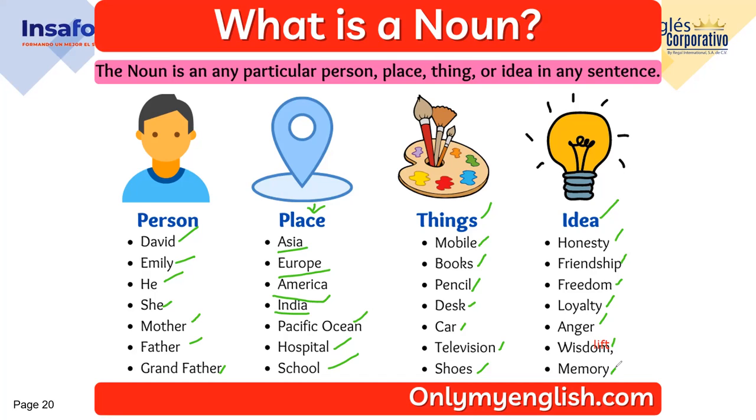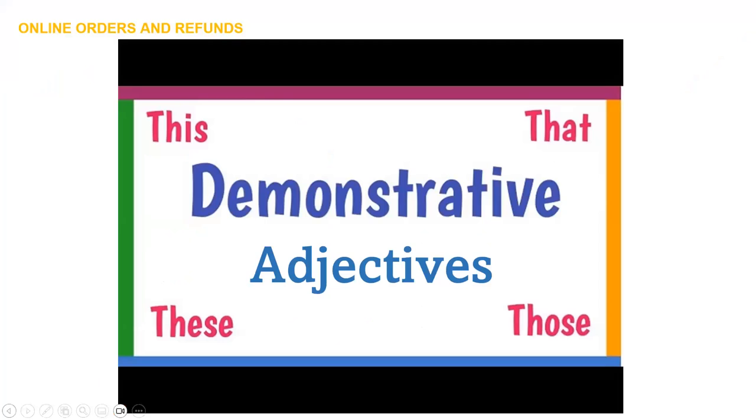And why is it important for us to identify that they are nouns? Because with the following grammar structure, we are going to use nouns. And if it is difficult for us to identify what words are nouns, maybe what follows is going to be a little bit complicated for you. Otherwise, the following topic is easy, right? Now let's check this. What topic are we going to talk about in which we need nouns? Demonstrative adjectives. With the demonstrative adjectives, we are going to use nouns.